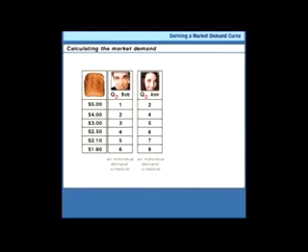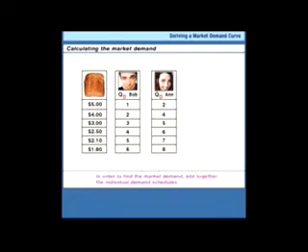Suppose now that Bob and Ann are the only buyers in this market. In order to find the market demand for bread, we need to add together their individual demands. So to find the market demand for bread, take the quantity of bread that Bob demands at each price and add to it the quantity of bread that Ann demands at each price. That will give you the market demand for bread.